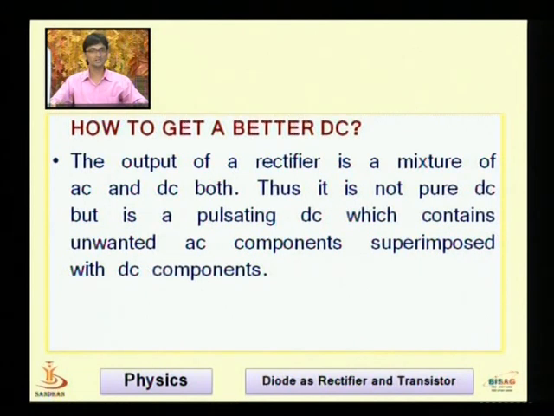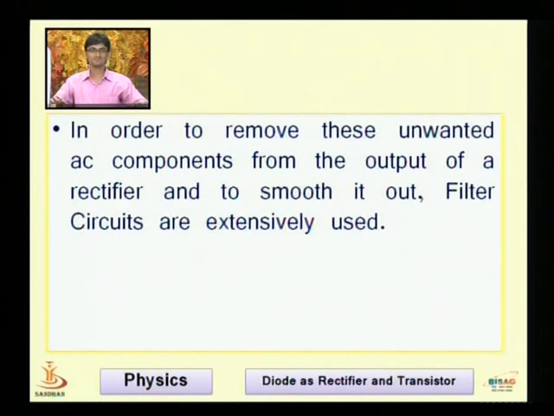The function of the filter circuit, as we have already discussed, is to remove the AC component present in the output. Now the output of the rectifier is a mixture of both AC and DC. Thus, it is not pure DC, but it is pulsating DC. Why is it pulsating DC? Because it has certain AC components, which are unwanted. In order to remove these unwanted AC components from the output of a rectifier and to make it smooth, filter circuits are extensively used.